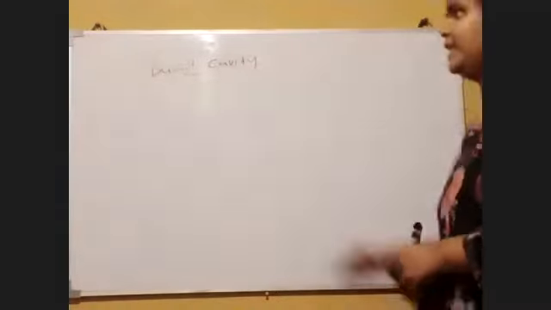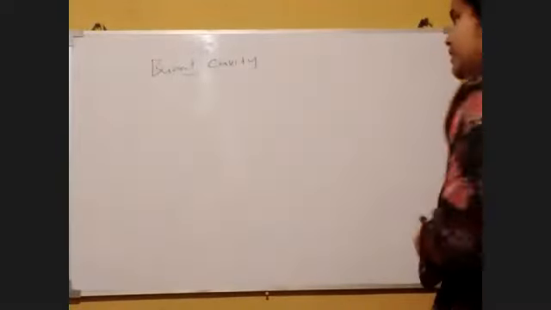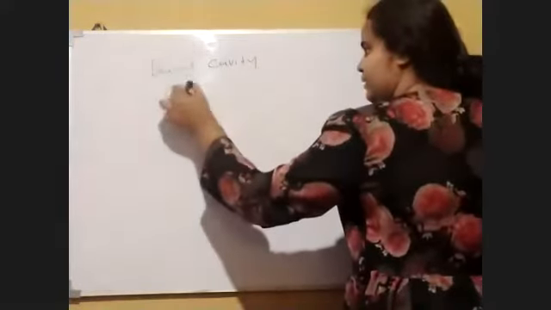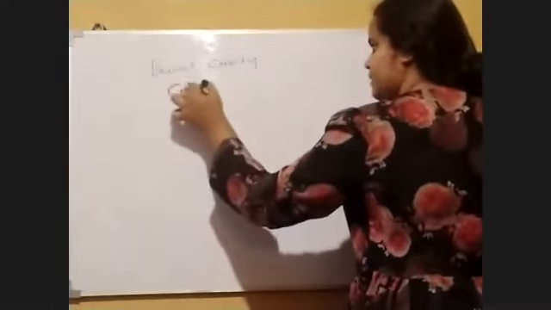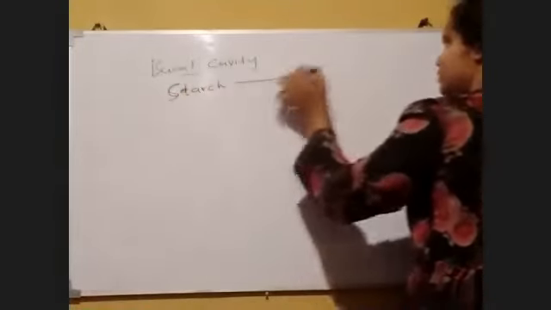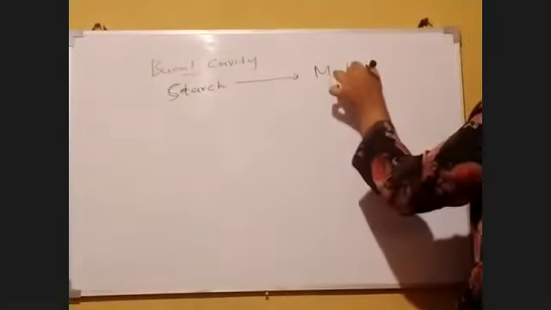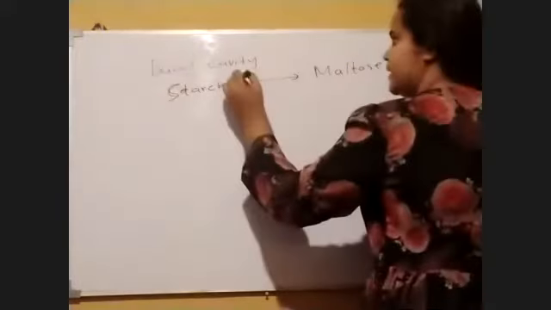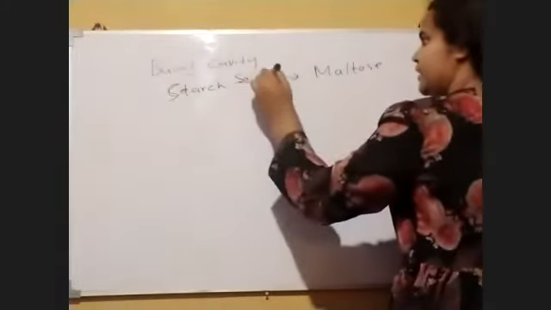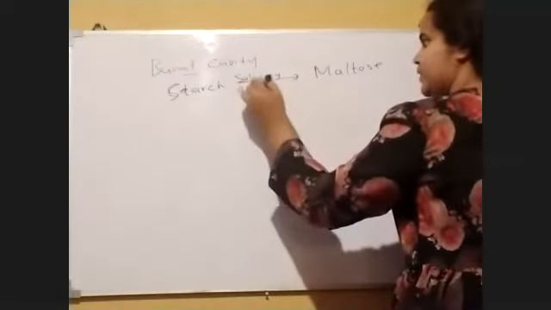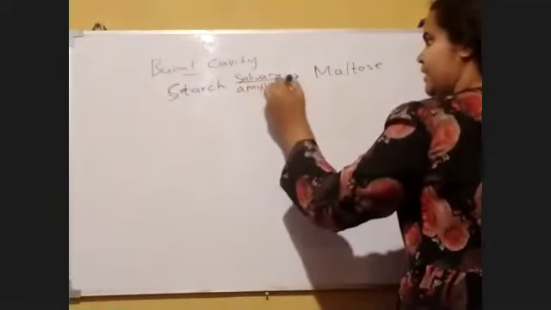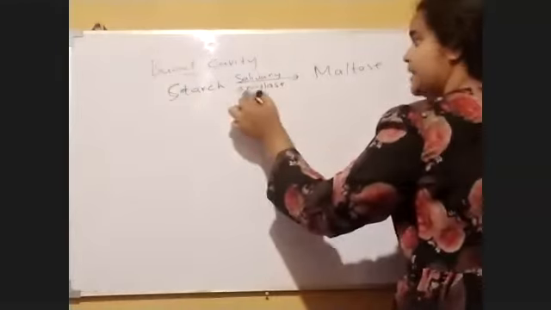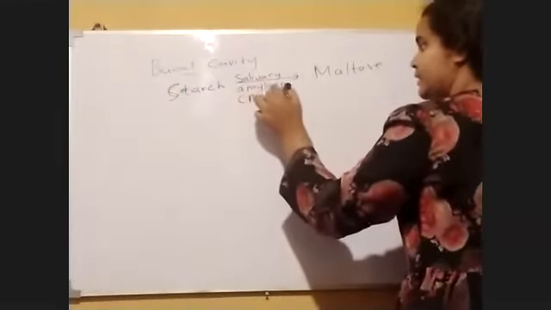In the buccal cavity, what we have discussed is starch turning into maltose by the aid of salivary amylase, or there is a similar word for salivary amylase, that is ptyalin.